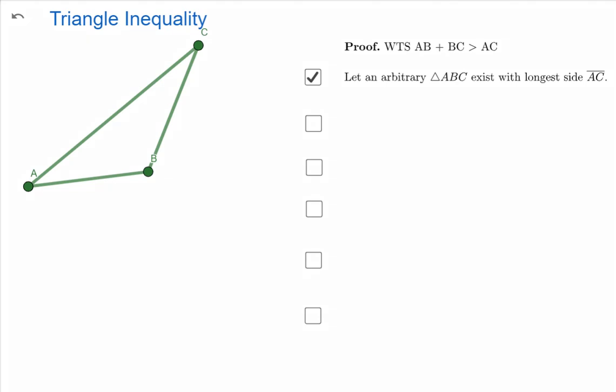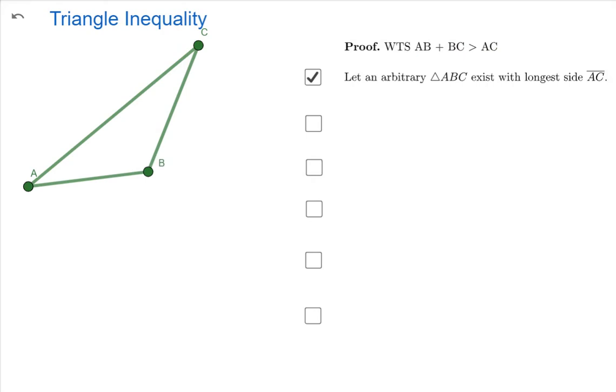So here's what we want to show, right? In this triangle, where the segment AC is the longest side, we want to show that the length from A to B plus the length from B to C is longer than the length from A to C, the distance from A to C.